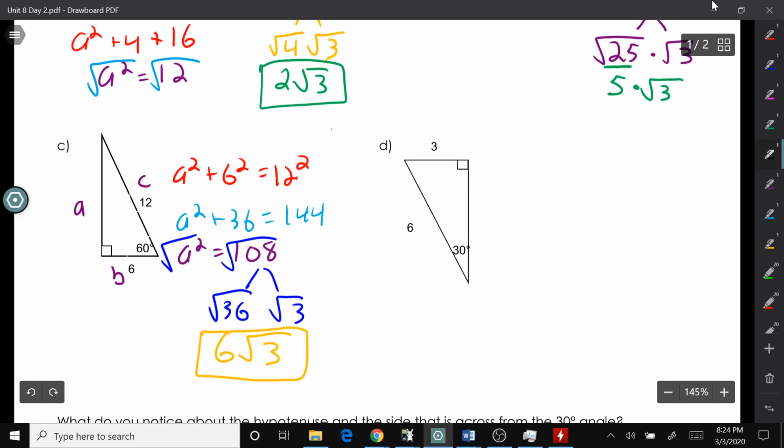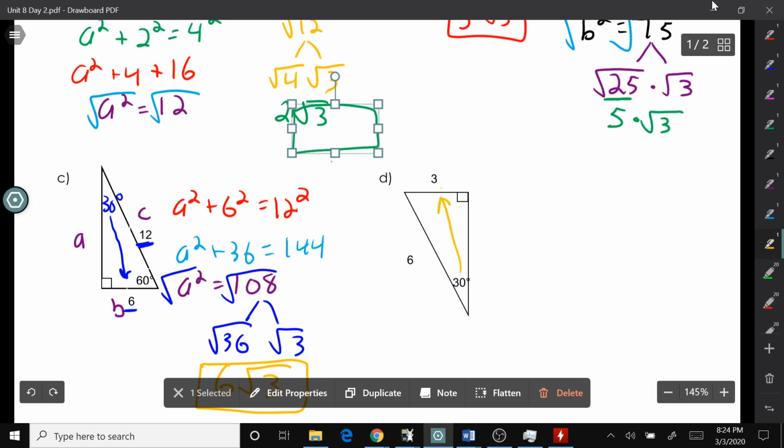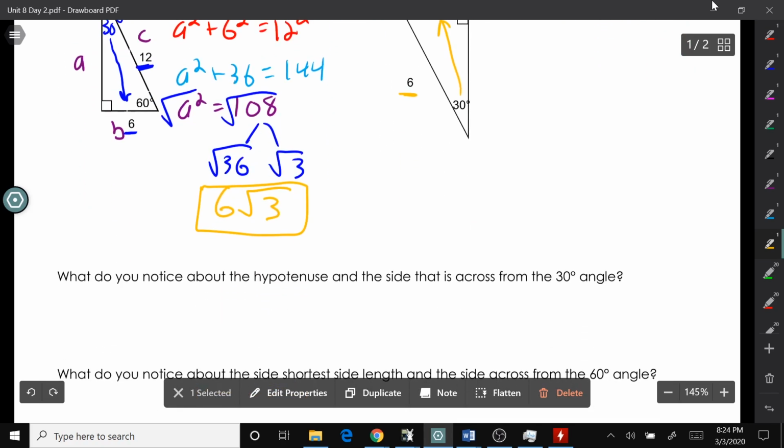And then down here, again, this is going to be 30 degrees. The side across from 30 degrees is 6. The hypotenuse is 12. And even in letter D, we didn't solve this one, but the side across from 30 degrees is 3, and the hypotenuse is 6. So in a 30, 60, 90 triangle, the hypotenuse is always 2 times the side that is across the 30 degree angle.